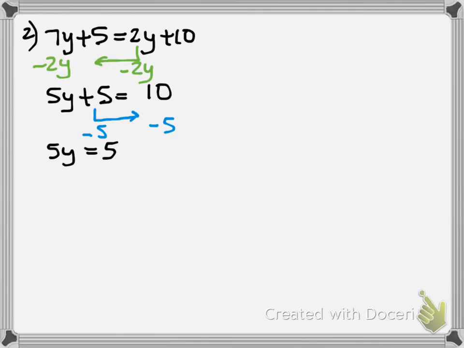I know, isn't that weird? It's not always the case. Divide both sides by 5. Wouldn't that be nice? Every answer was 1. You didn't have to think about it.